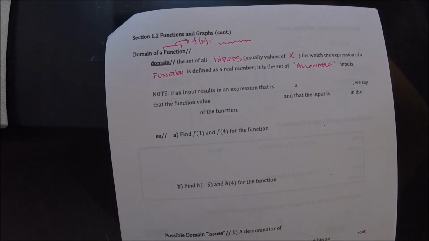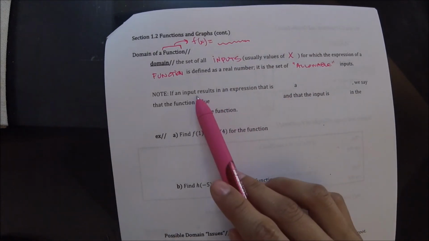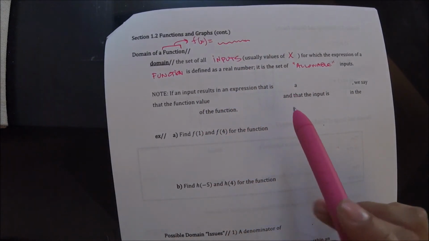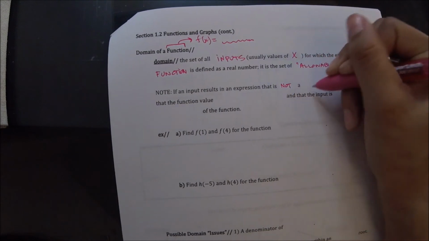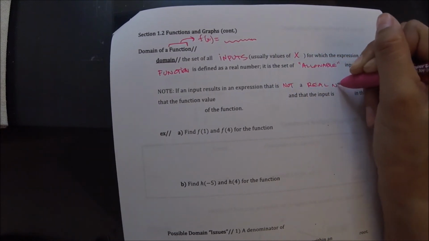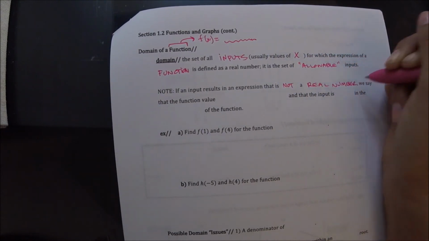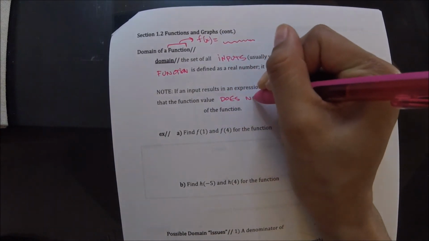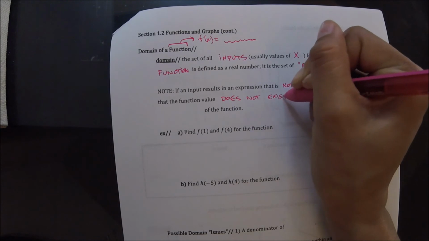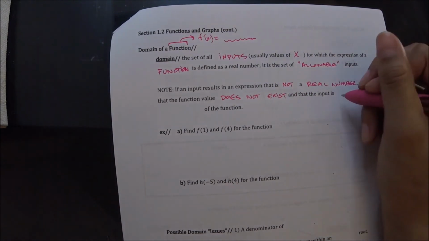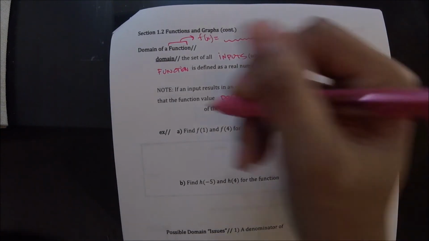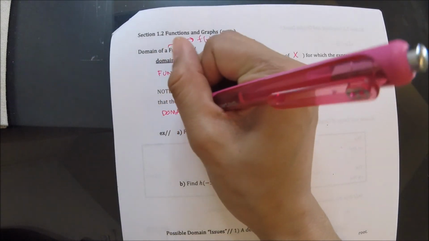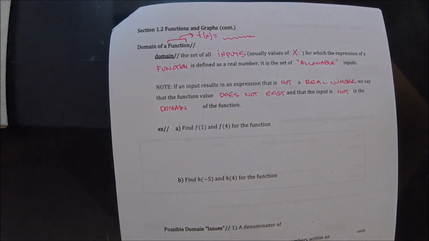So note, say we have a certain input and it results in an expression that is not a real number. We say that the function value does not exist, and that the input is not in the domain of the function.